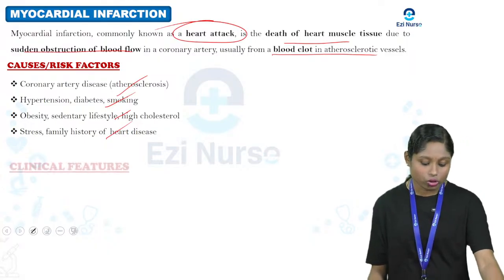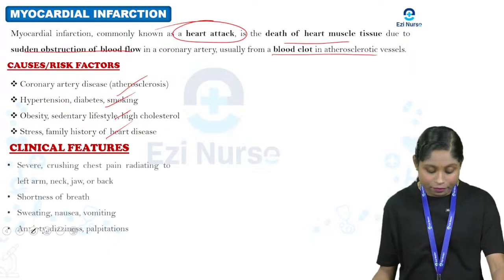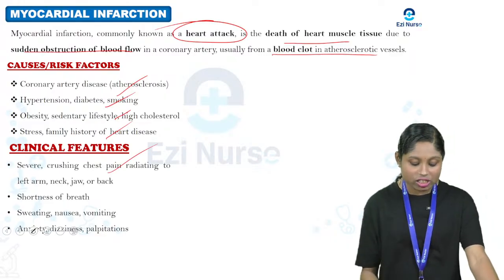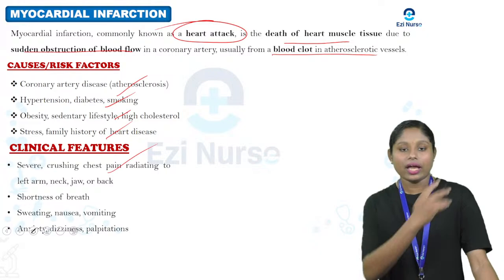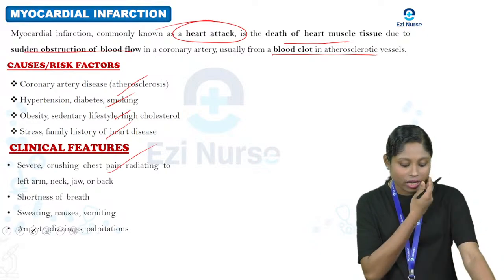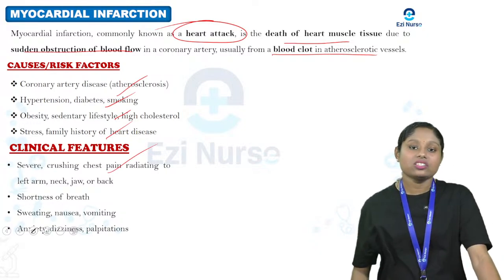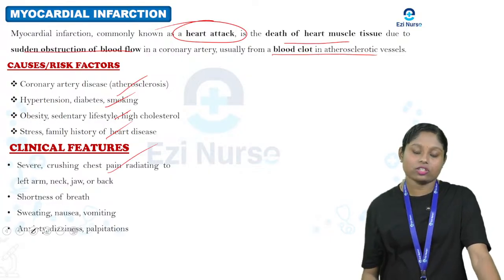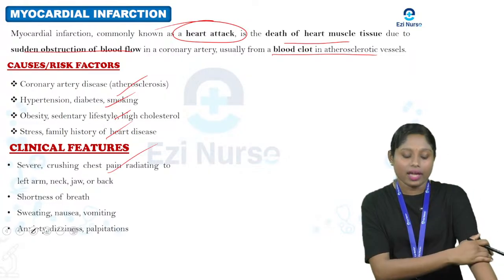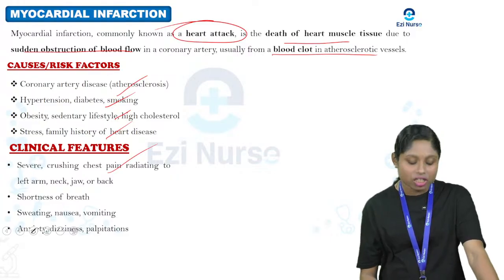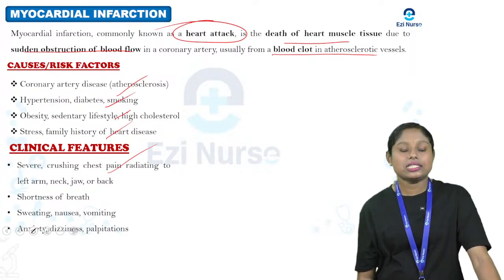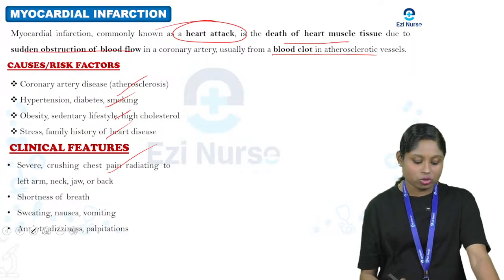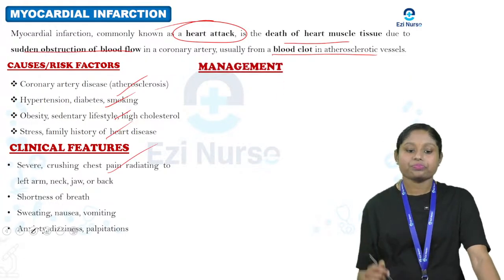So these are the causes. Coming to the clinical features: severe crushing chest pain radiating from the left arm, neck, jaw or back. So in the left region, left arm, neck, jaw or back, there will be severe radiating pain. From one side, the pain will be radiating. Shortness of breath, sweating, nausea, vomiting and also anxiety, dizziness and palpitations will be present. So these are the clinical features.